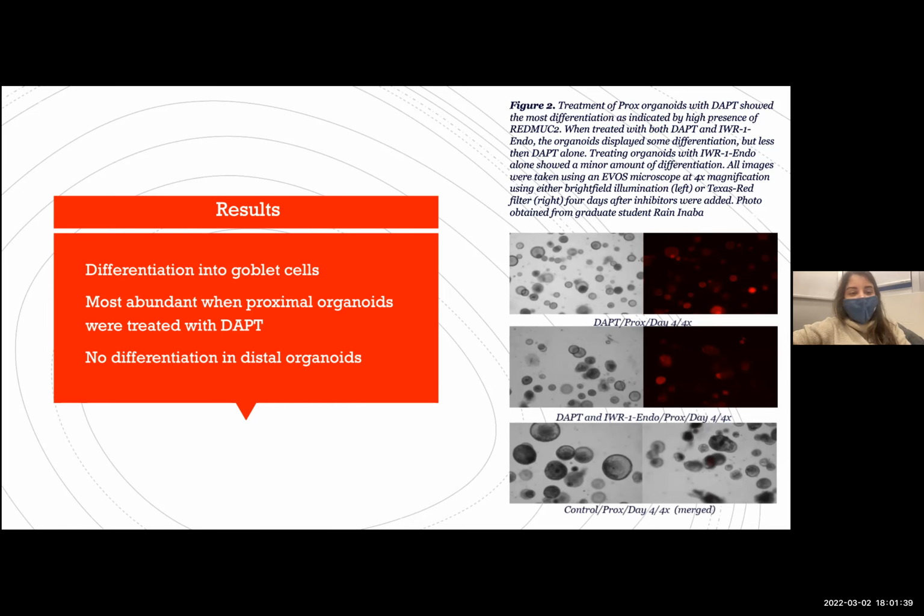Even that middle point, most abundant when proximal ones are treated with DAPT, people will miss what DAPT is. So what was the thing that made them more abundant? Right, you're just explaining inhibitors. Yeah. In the images, point them out. Like, if you look in this image right here on the top right, you'll see that it's more abundant. Just make their eyes go to where you want them to look. Right. Okay.